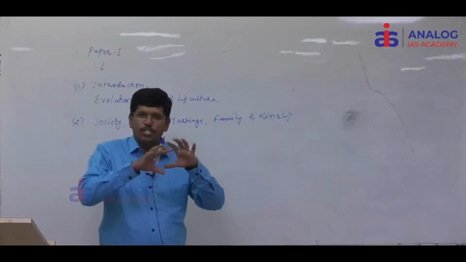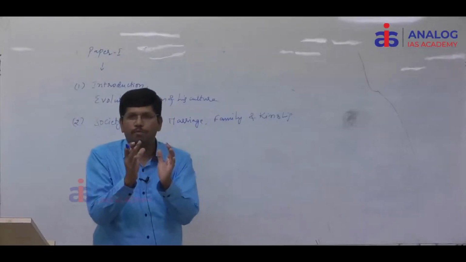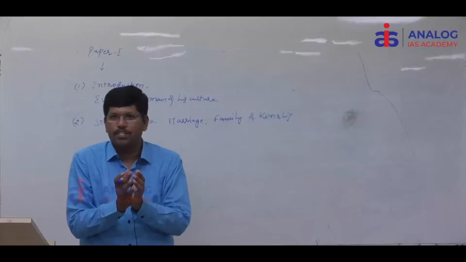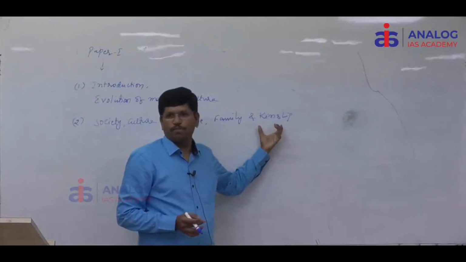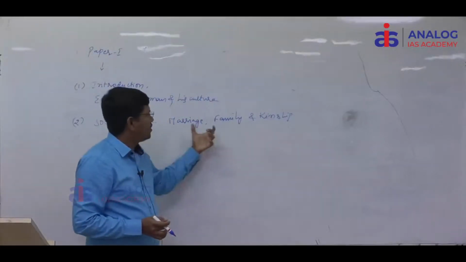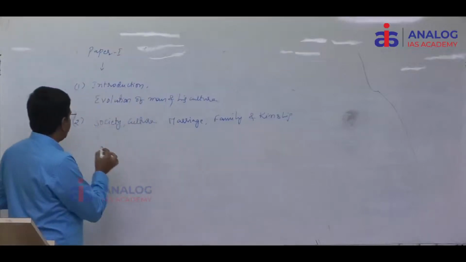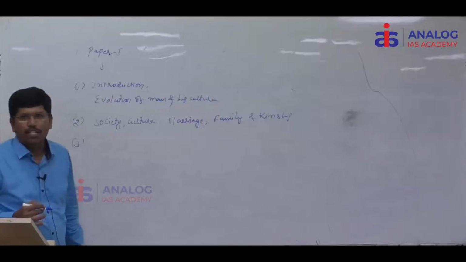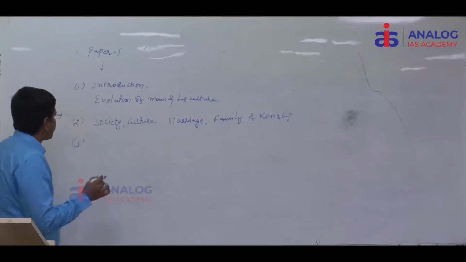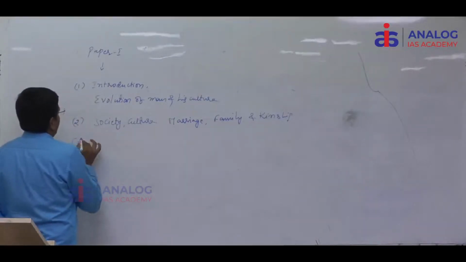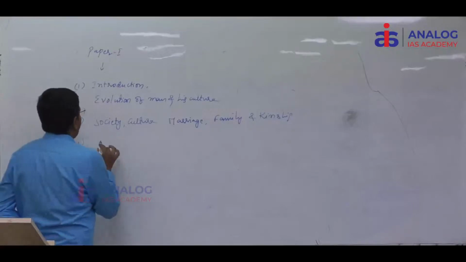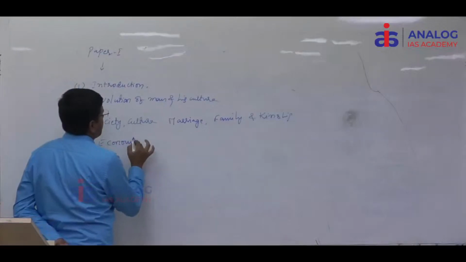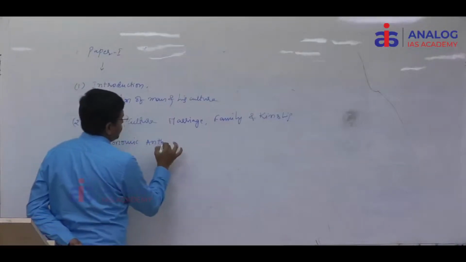Like this, the totality of relationships based on blood and relationships based on marriage constitute kinship. Marriage, family, kinship. In the second chapter, we're going to study society, culture, marriage, family, and kinship. In the third chapter, we'll study economic anthropology.